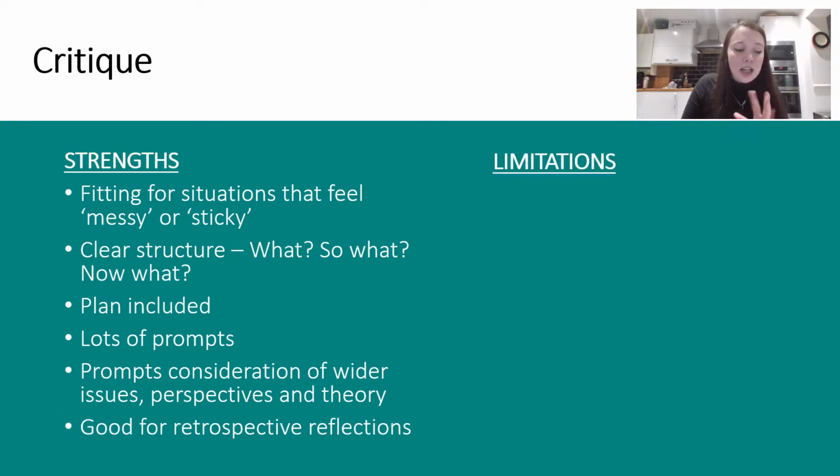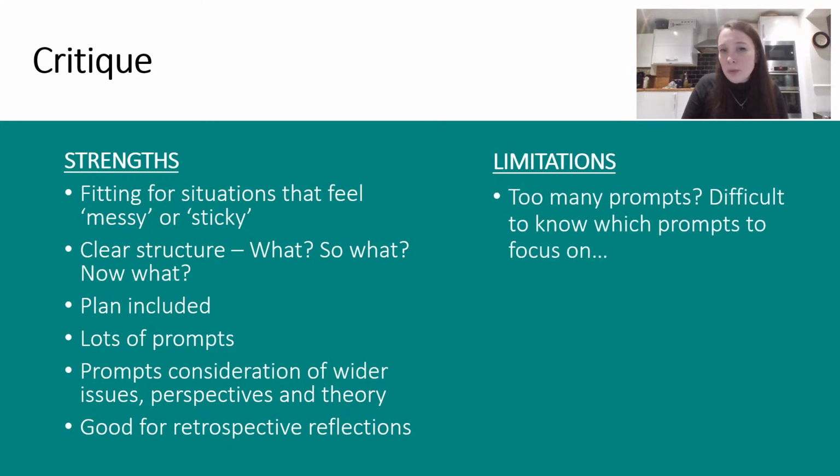Some of the limitations as I see it: are there too many prompts? Is it difficult to know which prompts to focus on? Yes, I think it can be. I think to overcome that though, you just need to think of a really clear situation or set of situations that you want to reflect on. And then I think you know what you need to get out of it. If it's feeling too overwhelming, you don't have to do it. There are lots of other models that you can use that are slightly simpler.